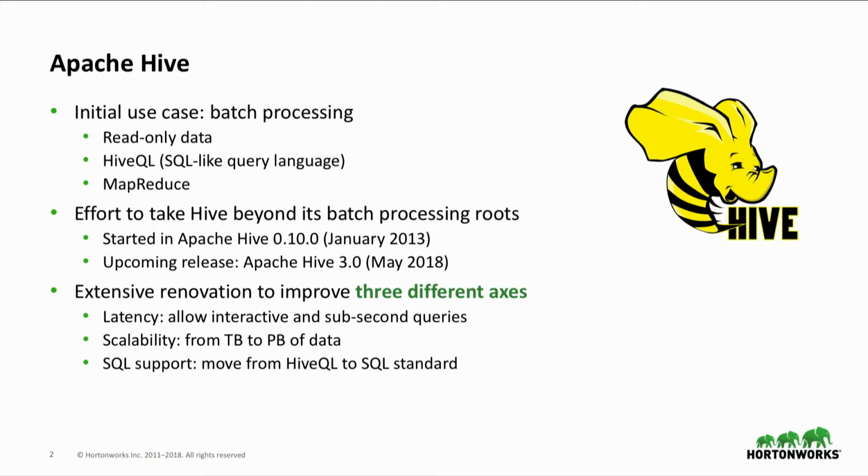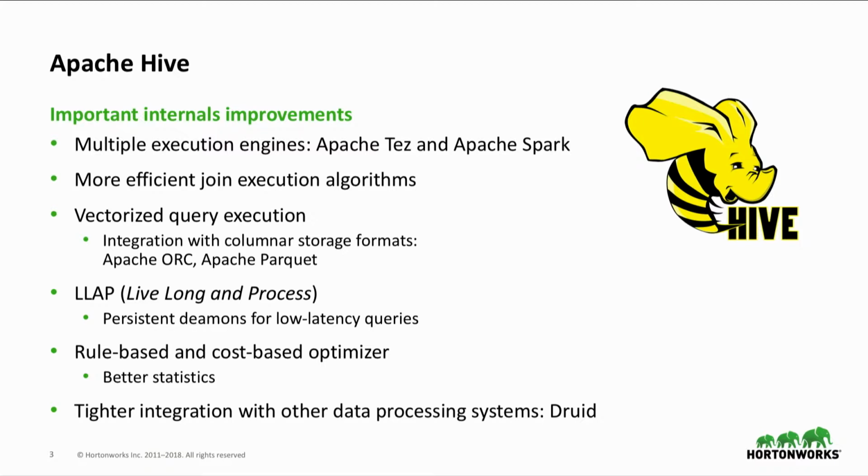Some of them are more visible, some of them are less visible, but the renovation was in 3 axes mainly. That was latency, so we wanted to allow interactive and sub-second queries, scalability, so moving from terabytes to petabytes of data, and also much better SQL support, right? So moving from this SQL-like query language more towards the standard. And so these are just some of the improvements that went in over the 5 years, right? And there are many more, but these are some of the highlights.